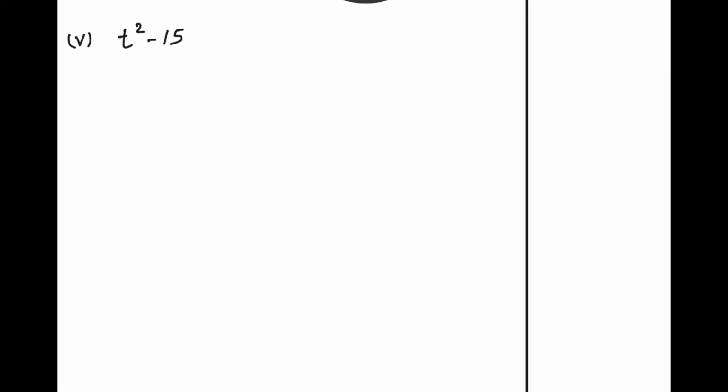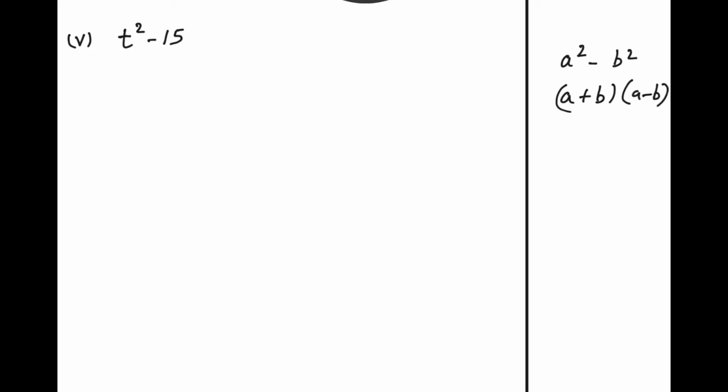Let's look at the next problem. So here we have the quadratic polynomial as t square minus 15. If you look at it, we don't have the middle term, and this expression looks similar to our formula a square minus b square. In order to factorize something similar to a square minus b square, we know the formula. This is equal to a plus b into a minus b.